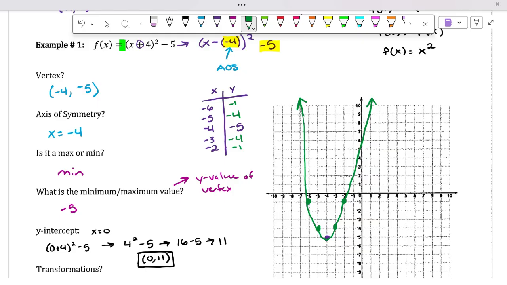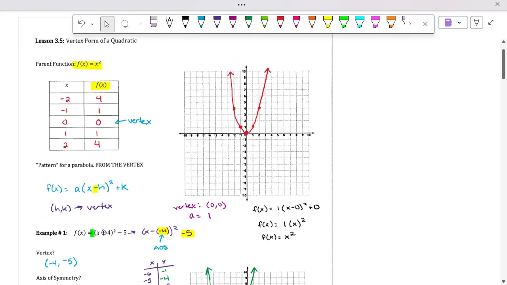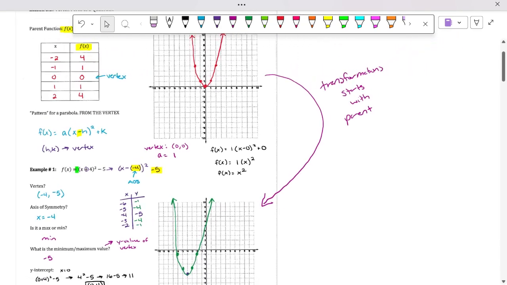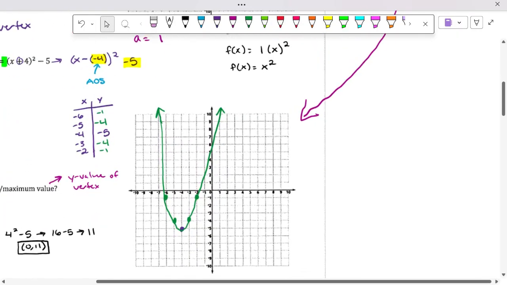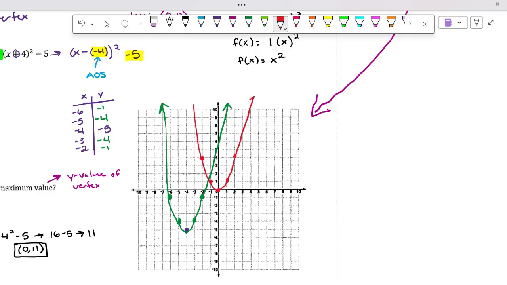Now, the last thing it asks us to tell is transformations. So when we talk transformations, we're talking about going from the parent function to our new function. Whenever you're talking about function transformations, it always starts with your parent. So if we look at the parent function, I'm going to redraw it right here. This is y equals x squared, which is my parent.